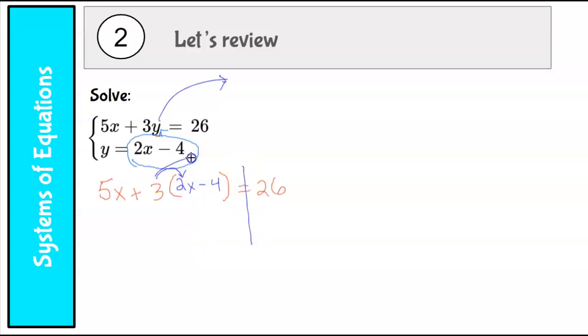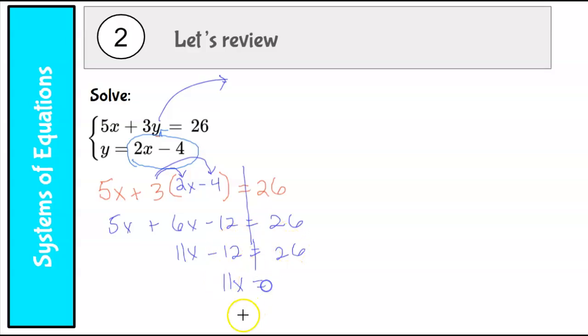First you distribute. Then you combine like terms if you can, anything that's on the same side of the equal sign. And then we move all of our number terms over to one side and all the terms that have variables in it, we leave them where they are.